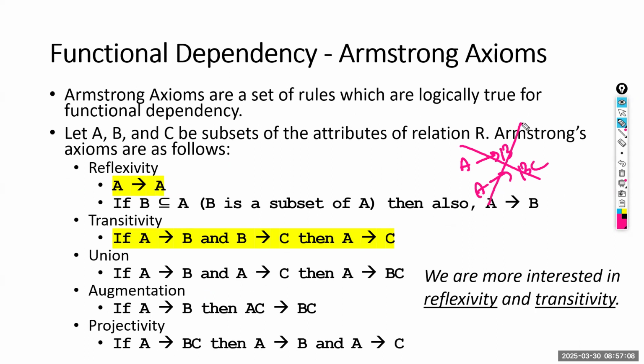For example, there's nothing called A determines B means A implies BC. No, it is AC determines BC. Okay.